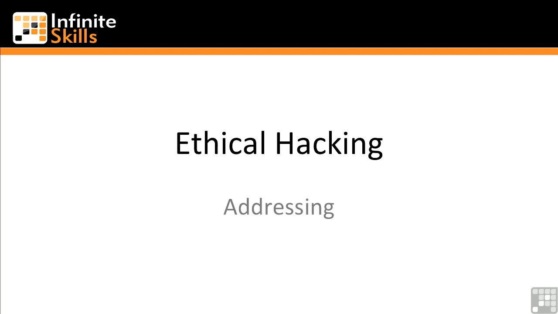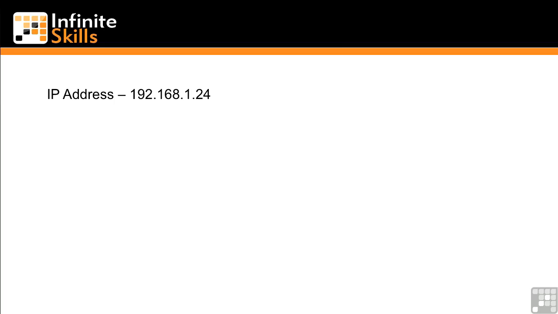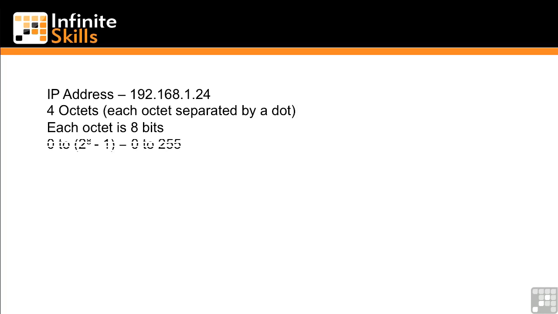So, talking about how an IP address is put together. We've got an IP address of 192.168.1.24. You can see there are 4 sections here. Each one is separated by a dot. And each section is a value that's represented by 8 bits, or stored as 8 bits. And because of that, we can have values from 0 to 255 in each place there.